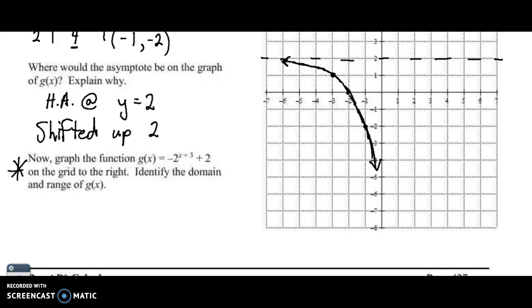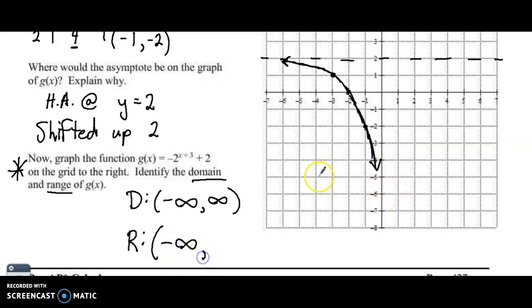And just real quick, we also asked for the domain and range. I just realized that they asked for that here. The domain is all reals. Every exponential function will have all reals there. Now the range is based off of the fact that we're below the horizontal asymptote, so it goes from negative infinity until you get to that horizontal asymptote, not including the horizontal asymptote.